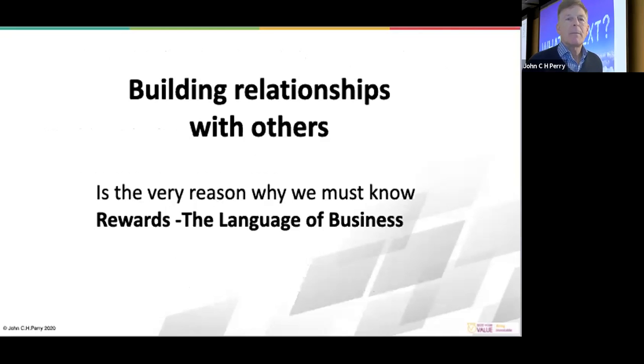So basically what it's about, and this is the guts of what we're talking about today, how do you build relationships with other people? And that's the very reason why we must know, we're talking about business, not other relationships. We're talking about your project, whether it's a creative project, a business project. You do need other people. You can't do things without other people.